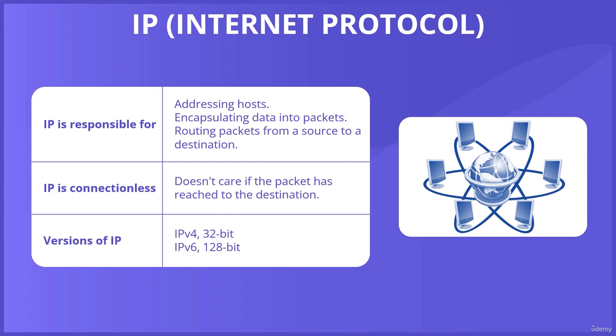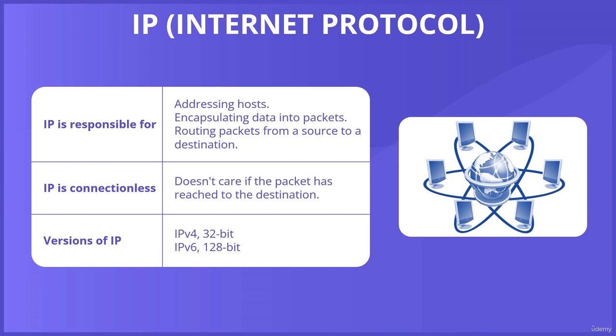So like other Layer 3 protocols, IP is connectionless, which means it doesn't care whether the packet has reached the destination or not. That's what Layer 4 is for. All right? So there are two versions of IP that currently coexist within the global internet: IP version 4, or IPv4, and IP version 6, or IPv6.